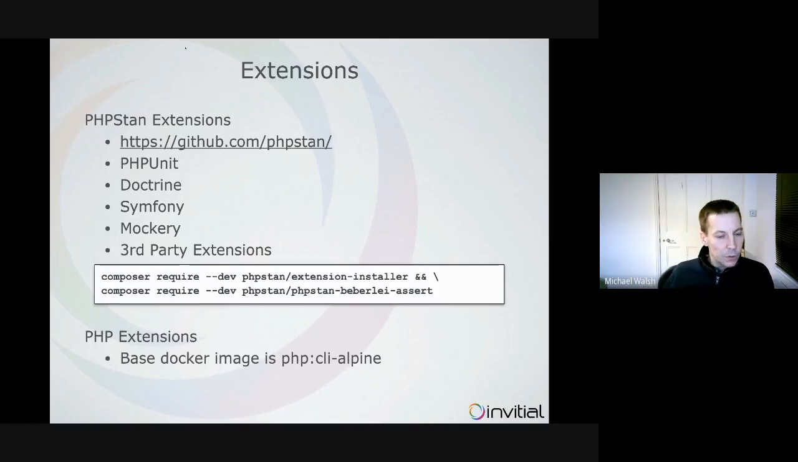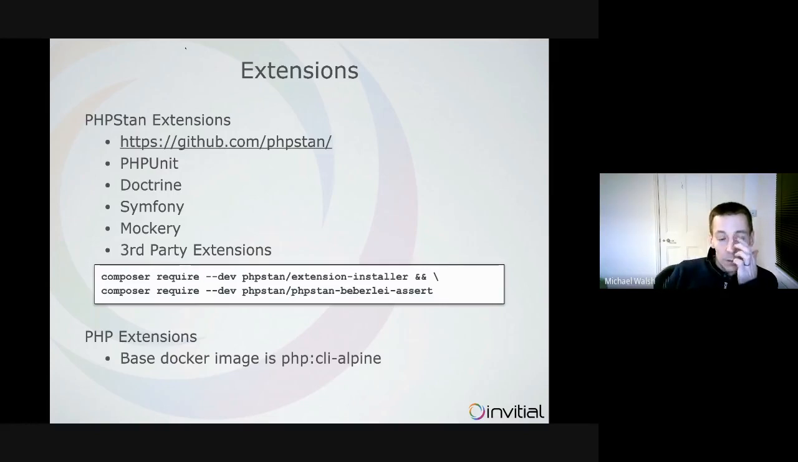And if you're using Docker, the image it's based on is the official PHP CLI Alpine image. So if your code needs extensions that aren't included in that image, then create your own Dockerfile and extend the PHPStan image, and then install your own extensions that you need. Or if you've already got a production image that you use, you could pull from your production image, then install PHPStan and run it on that if you like.